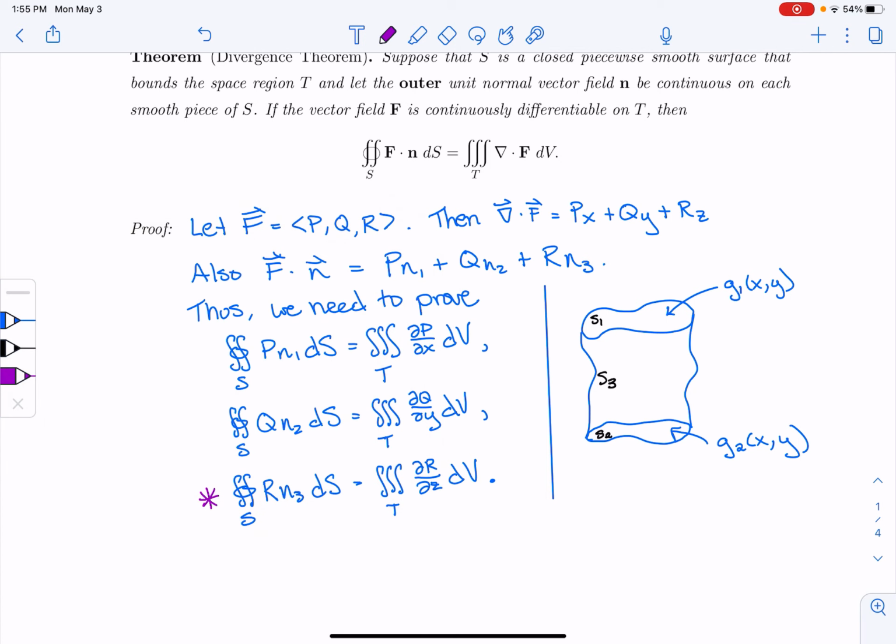Well, the top of this is going to have a unit vector. We're going to call that N S1. The bottom is going to have a unit vector. We're going to call that N S2. And then the third surface, that lateral surface, will have a unit vector that kind of points horizontally. We're going to call that N S3.